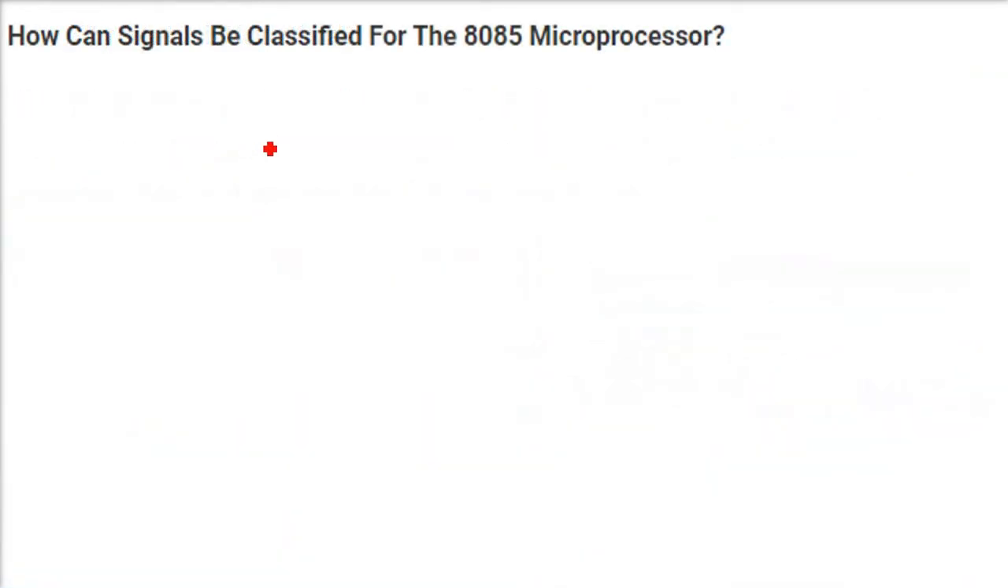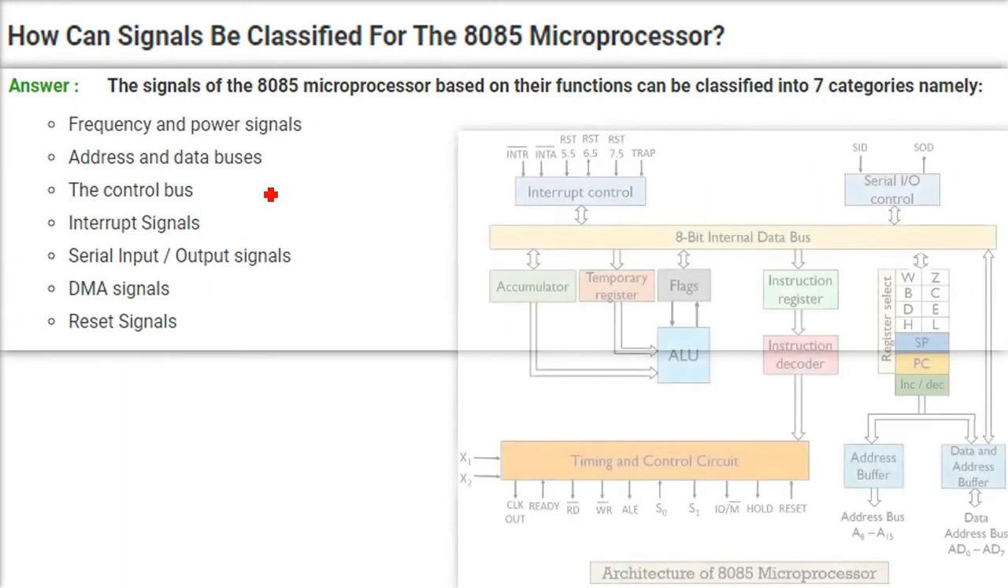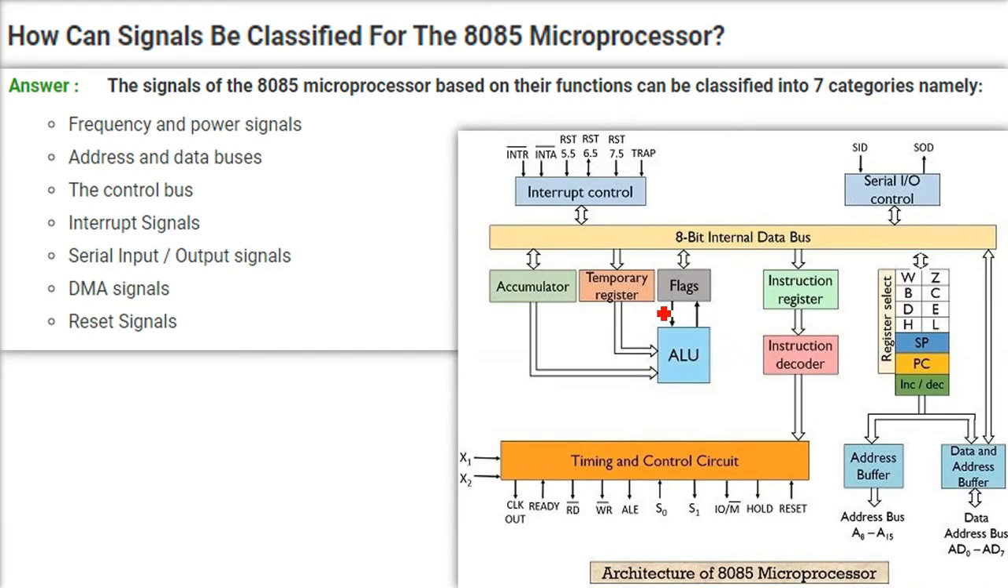How can signals be classified for the 8085 microprocessor? The signals of the 8085 microprocessor, based on their functions, can be classified into 7 categories. If you see the architecture of the 8085 microprocessor, we have the frequency and power signals. Then we have the address and data buses. Then the control bus, interrupt signals, which are mainly for peripheral devices. Then we have the direct memory access signals, and serial input and output signals, SID and SOD. Then reset signals.